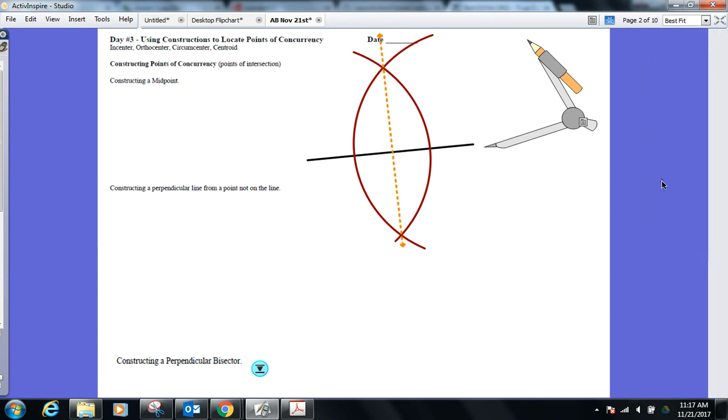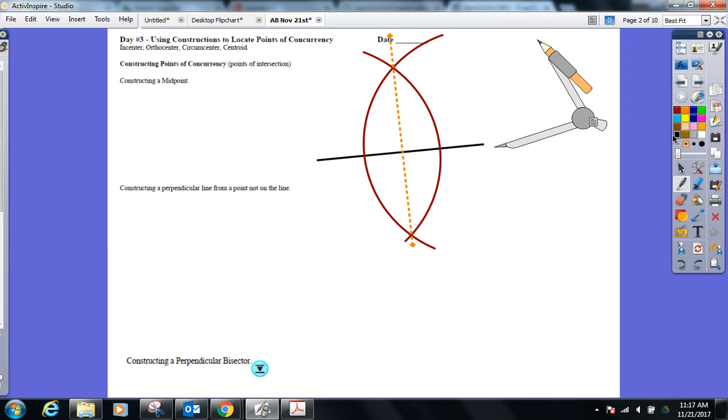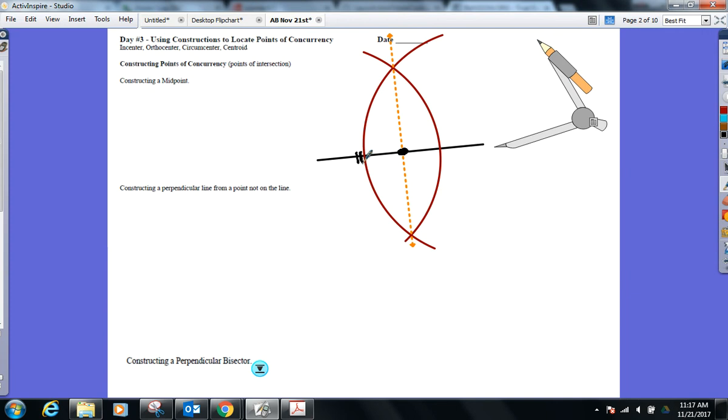And make sure you label your midpoint. And make sure you put the proper markings on your diagram that shows it's the midpoint. Okay, all good? I want you to take this a little deeper now.